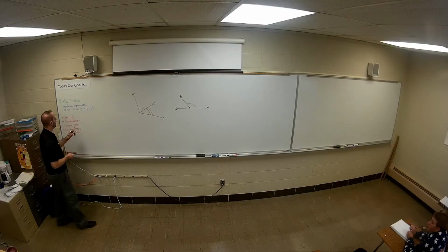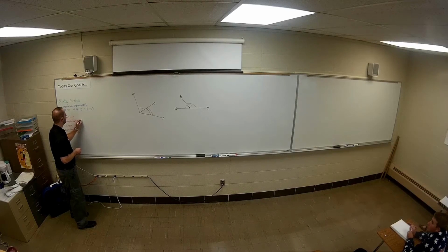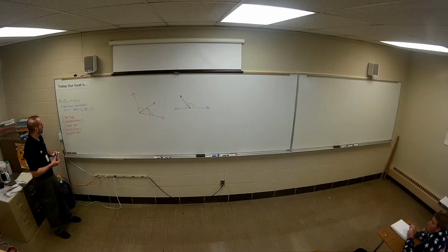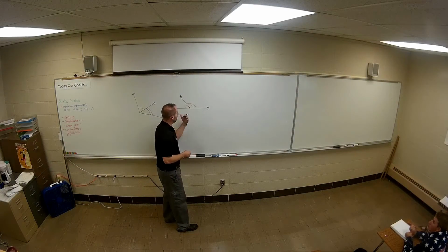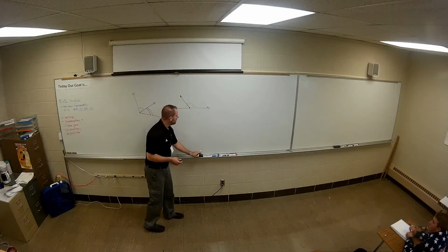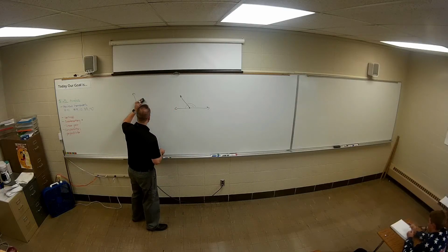Well, a linear pair is when they're side by side but they make a straight line, like that. That's a linear pair. So when you add these two angles together, whatever they are, they add to be 180. So those are adjacent, linear pair. That was one of the words we talked about.